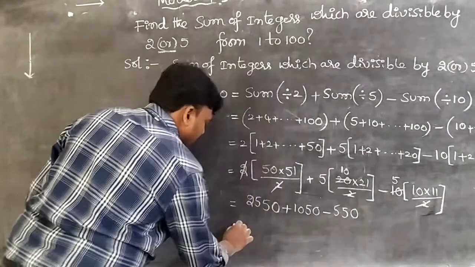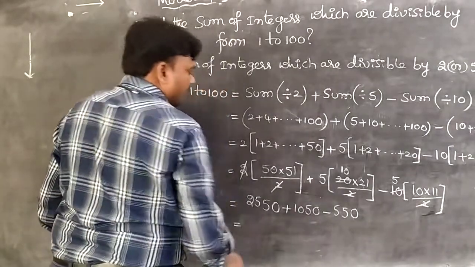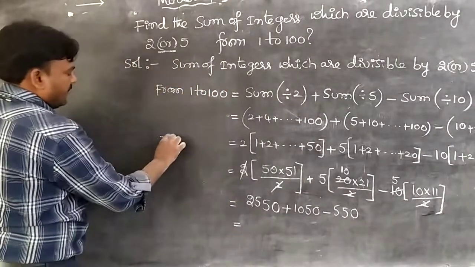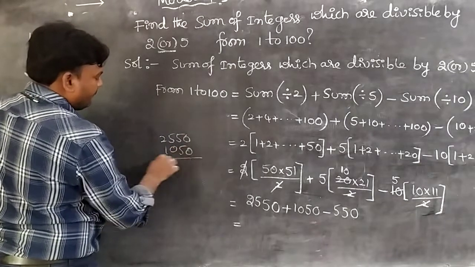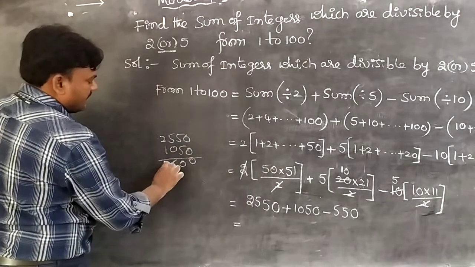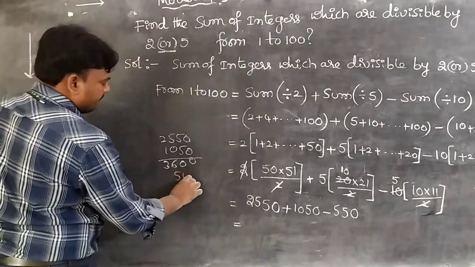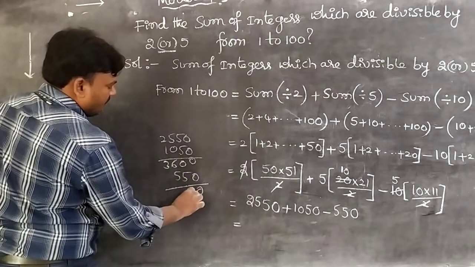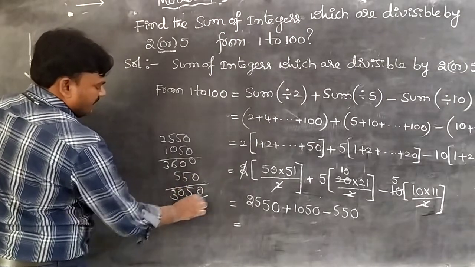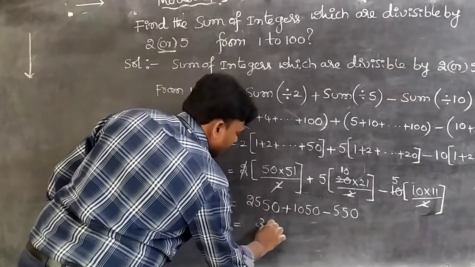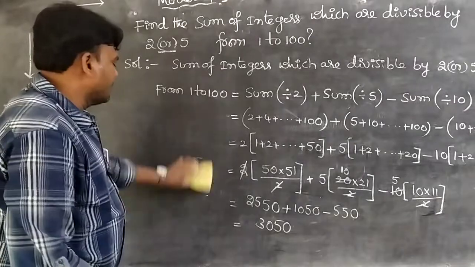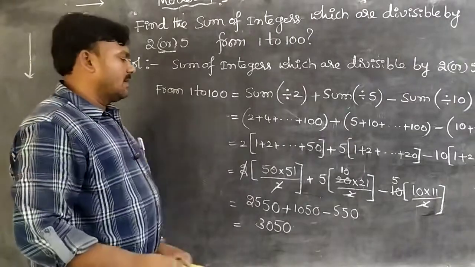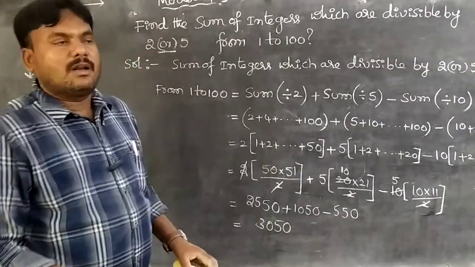So then that implies this summation value: 2550 plus 1050 is 3600, subtraction of 550 is 3050. 3050 is the final solution, students. This is the way of operation, and now let's discuss the last model.